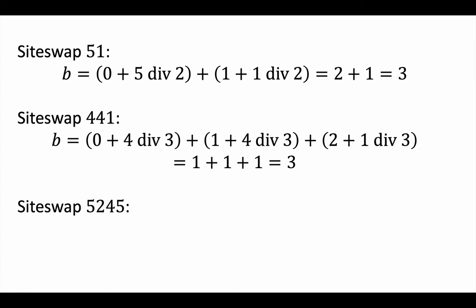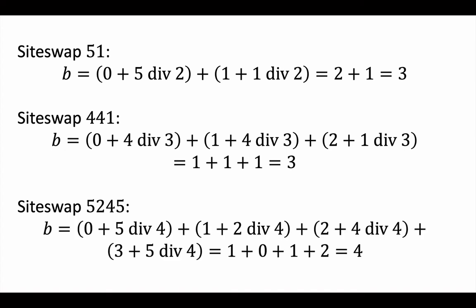And at the end of the first video, I asked the question, how many balls are in the siteswap 5, 2, 4, 5? We look at the landing times, 0 plus 5, 1 plus 2, 2 plus 4, and 3 plus 5. We're going to divide each of those by 4 and look at the quotients, which are 1, 0, 1, and 2 respectively, so it's a 4-ball siteswap.